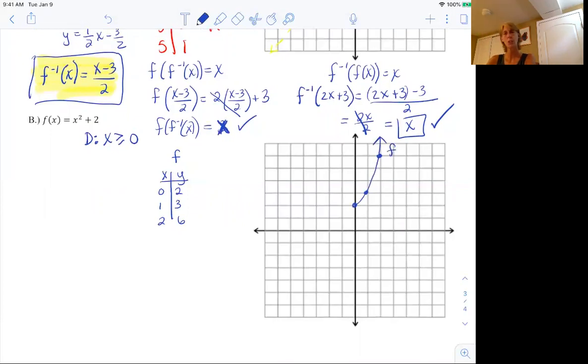And there's your function. While we're here, because we have the time, let's identify the domain and the range since we're doing it anyway. My domain was given to me. And my range, by looking at this picture, is all y values greater than or equal to 2.